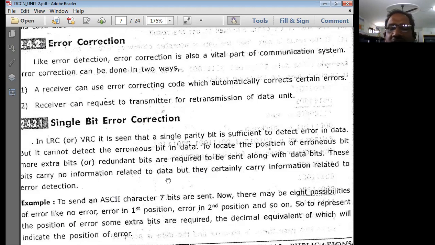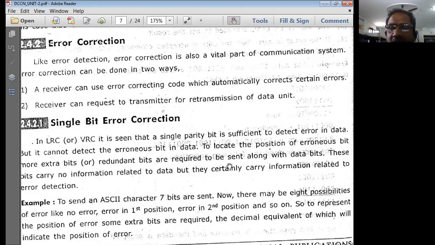So these bits usually carry no information as such, but they are certainly going to carry information related to error detection. That means what is important here is that we should compulsorily transmit some extra or redundant bits along with the data. So it is similar to the error detection method. We are going to transmit the error correction codes.